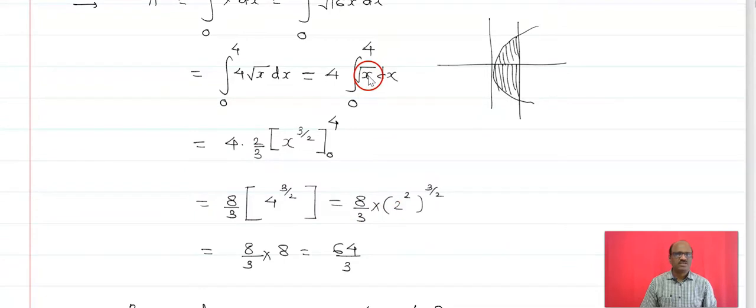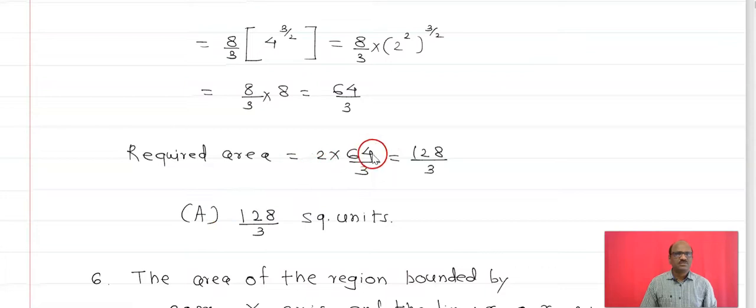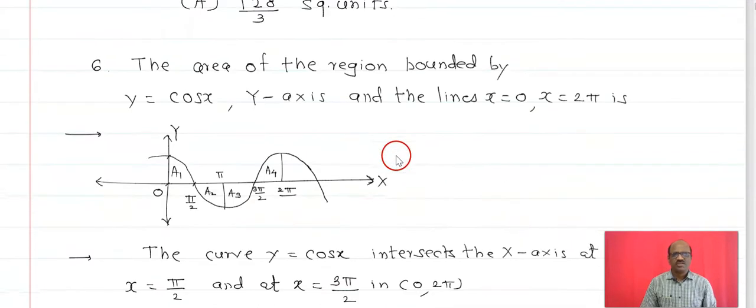What's the integral of root x? It's x raised to 3 by 2 upon 3 by 2, which means multiplied by 2 by 3. Lower limit is 0, upper limit is 4. If you calculate that, that is 8 upon 3, 4 raised to 3 by 2. 4 raised to 3 by 2 means what? 2 raised to 2, in bracket raised to 3 by 2. This 2 gets cancelled and 2 raised to 3 means 8. 8 into 8, that is 64 upon 3. Therefore, the required area is 2 times 64 upon 3, which is equal to 128 upon 3. And therefore, A is equal to 128 upon 3 square units.